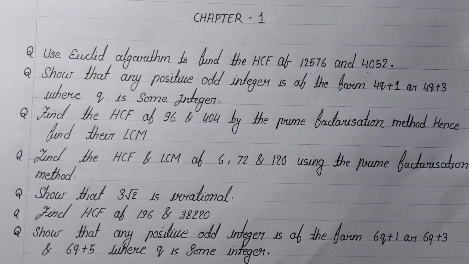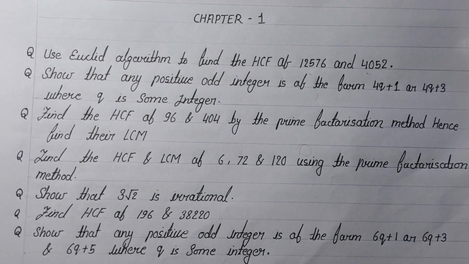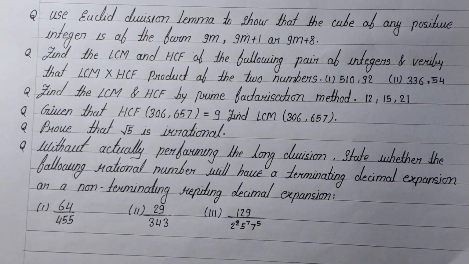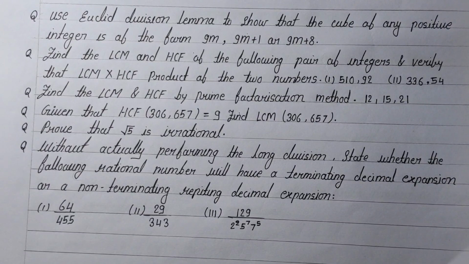Next, find the HCF of 196 and 38220. Next, show that any positive odd integer is of the form 6q plus 1 or 6q plus 3 or 6q plus 5, where q is some integer. Use Euclid's division lemma to show that the cube of any positive integer is of the form 9m, 9m plus 1 or 9m plus 8.